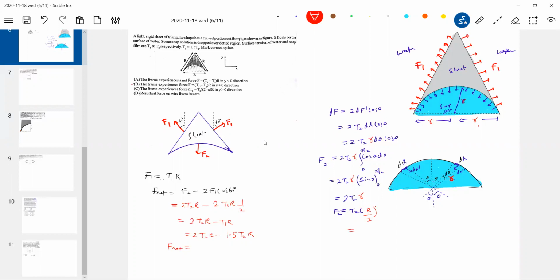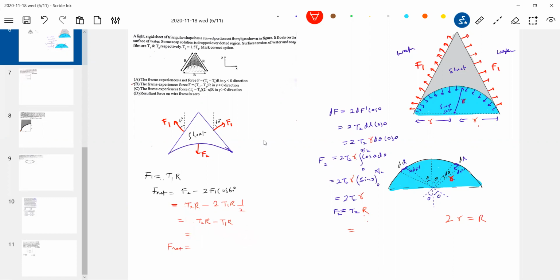F2 is how much now? T2 R by 2. Sir, 2r, no, sir? So 2 times small r is capital R, no? Yes sir, small r will become R by 2. Okay, 2 times small r will be R. Only R will come. Yeah, this will be T2R. Yeah, this 2 will not be there, no?